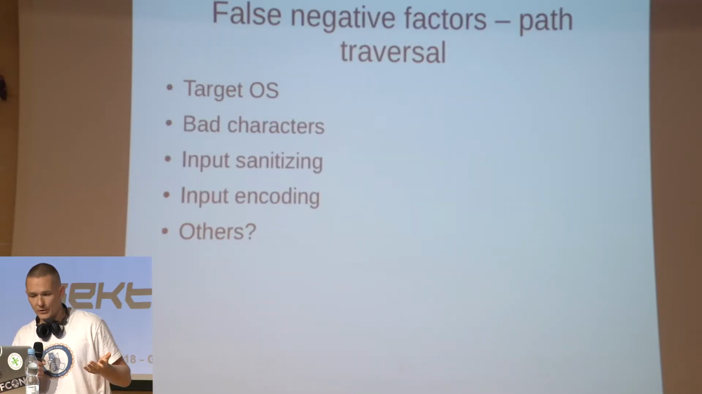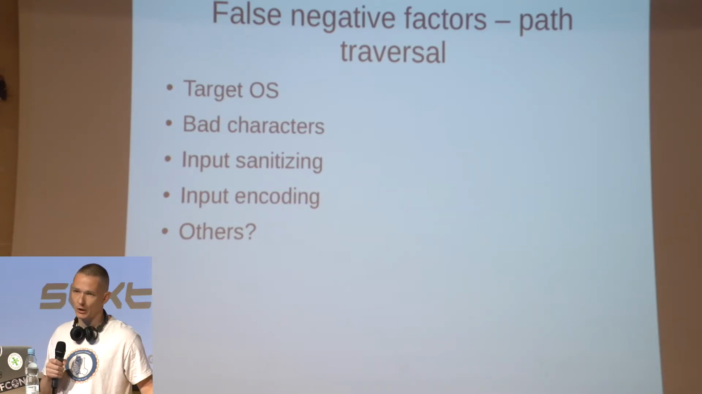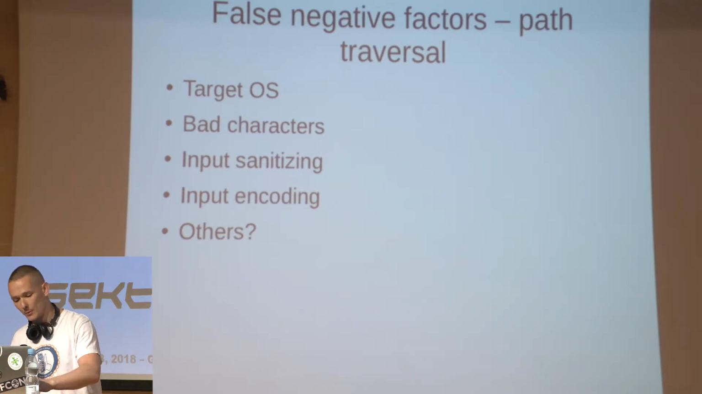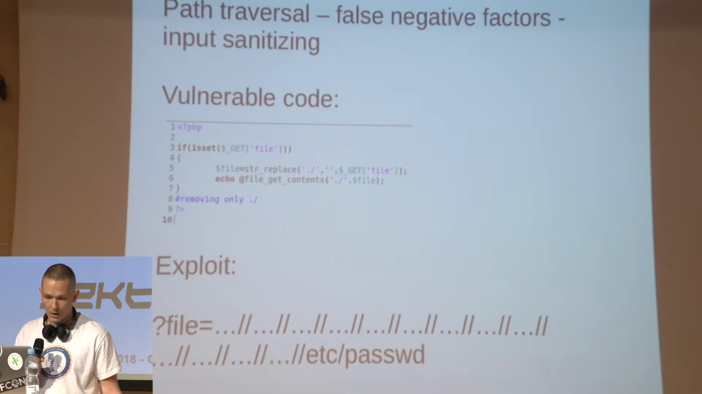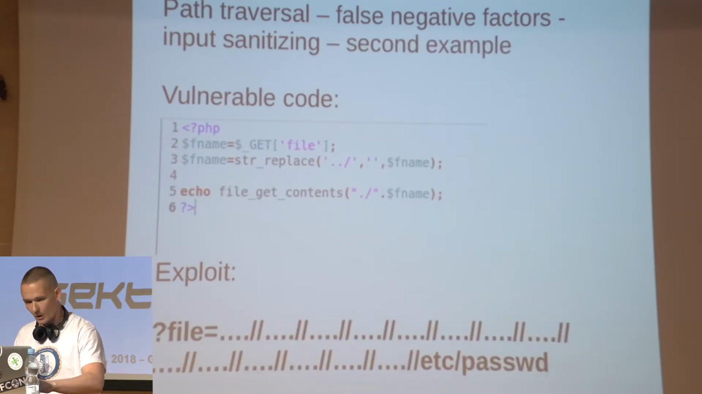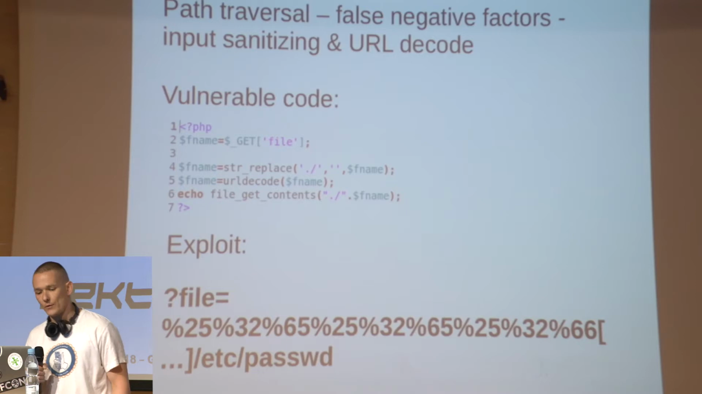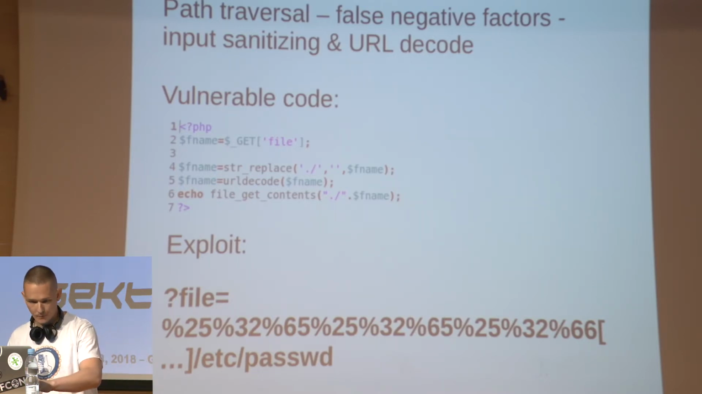In terms of path traversal, it's pretty similar. The factors can also be target OS, bad characters, input sanitizing, input encoding. So here are some OS-specific examples, and here's a non-recursive filter and the way to bypass it. Here's another one. This case is only vulnerable if we doubly encode the input.